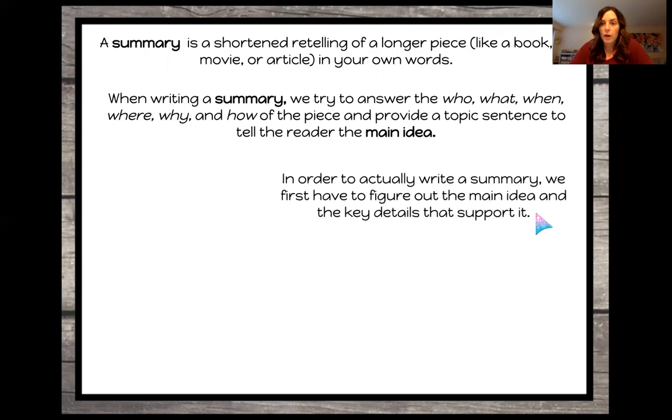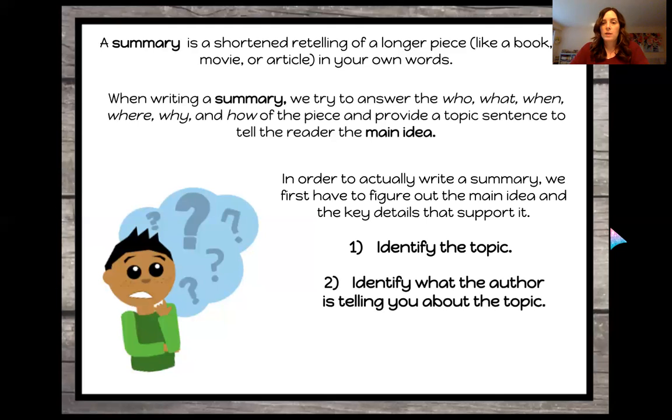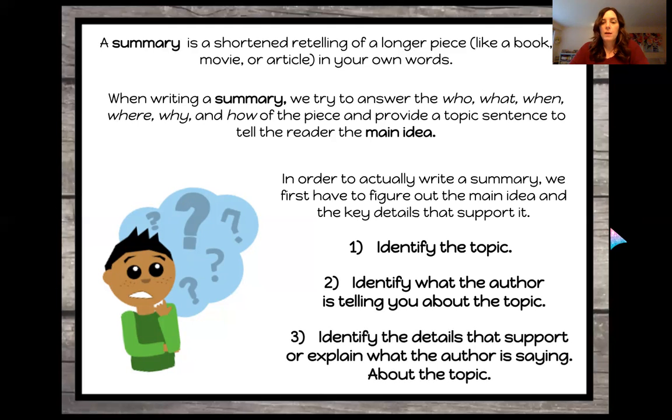So in order to actually write a summary, we first have to figure out the main idea and the key details that support it. And you're probably thinking, but how do I do that? I am going to show you a quick and easy way. The first thing we have to do is identify the topic, and then we have to identify what the author is telling us about the topic. And then we have to identify the details that support or explain what the author is saying about the topic.